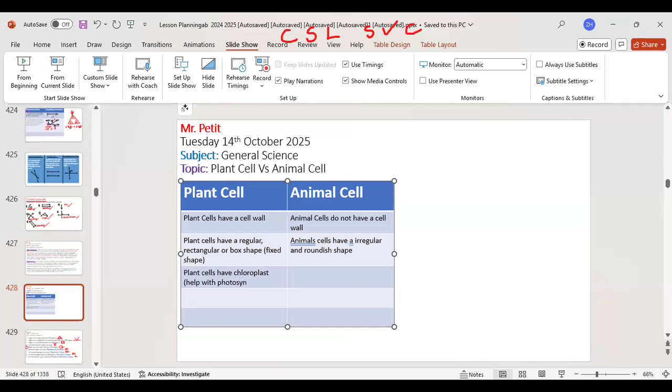You put animal cells, not animal cell. That's how plants make food. Yes, very good. Animal cells. I made a mistake. Animal cells.